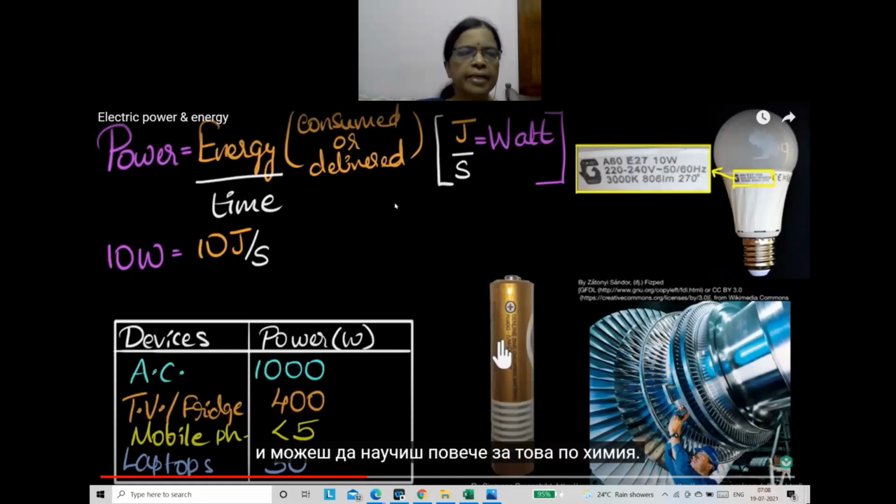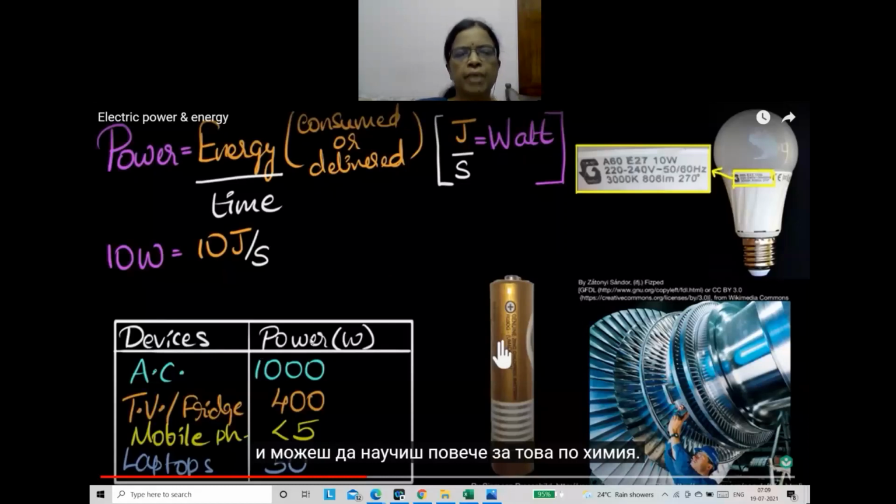So in effect, we can tell power is energy by time, energy consumed or delivered. Some devices consume, some devices deliver. So energy consumed or delivered per time, that is known as power. Energy unit is joule, we know. Time unit is second, and joule per second is also known as watt. So unit of power is joule per second or watt.